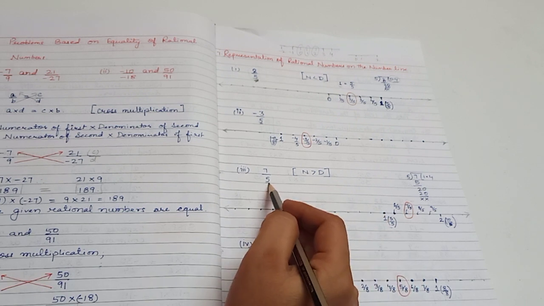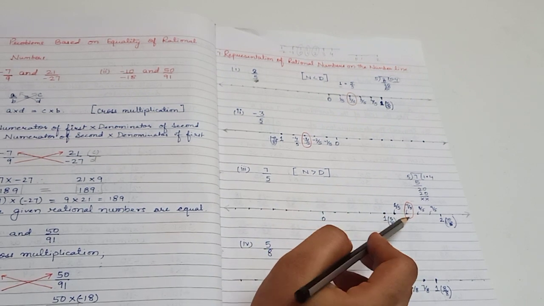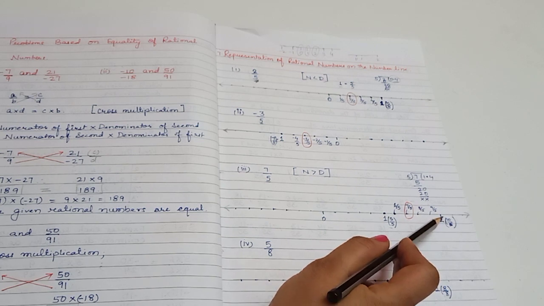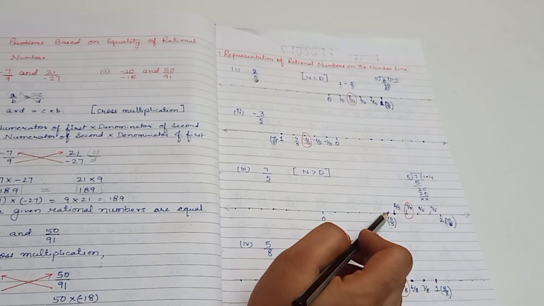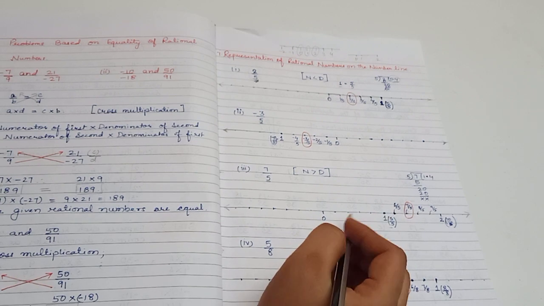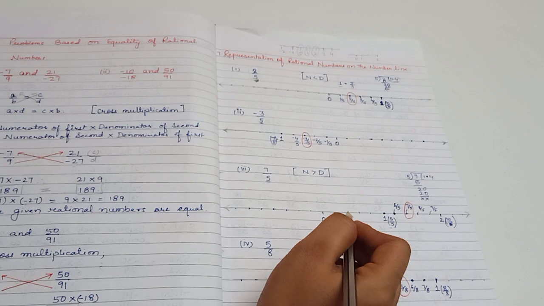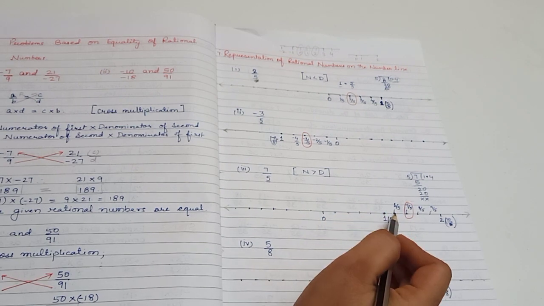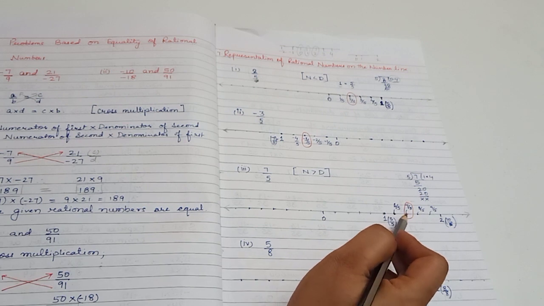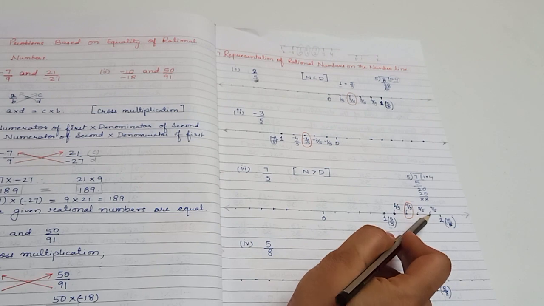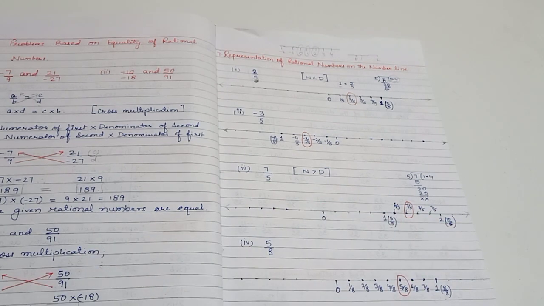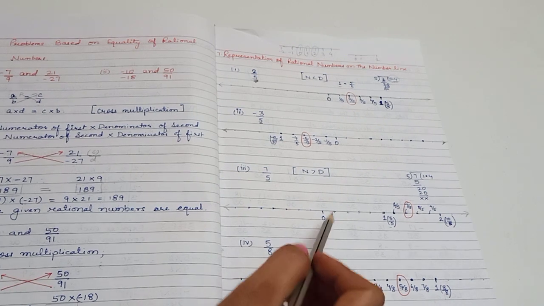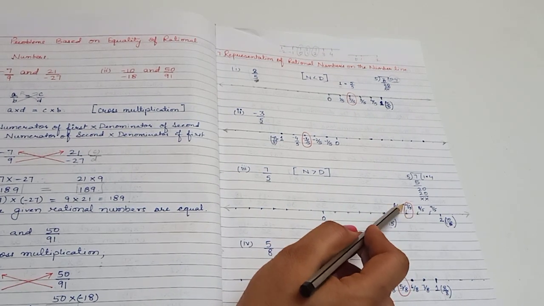Now you can see 7 by 5 is more than 5 by 5. So we can take another division, that is still 2 more. Here the next division would be 6 by 5. Here it is 1 by 5, 2 by 5, 3 by 5, 4 by 5, 5 by 5, then this will be 6 by 5. The next one would be 7 by 5, next one would be 8 by 5, 9 by 5, and this is 10 by 5. So we can represent 7 by 5 like this.